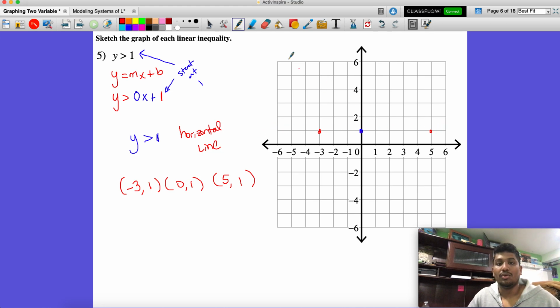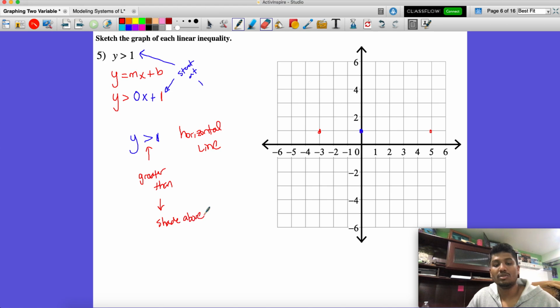Now we can't just draw a straight line through it. We know that already. Where do we have to look to determine the kind of line we have to make? We have to look here. It's a greater than. So that automatically means that we're going to be shading above, which kind of makes sense, because where would you find all the y values that are greater than 1? Would you look above, or would you look below? You'd probably look above. And it does not have a solid line underneath, so this is going to be a dashed line.